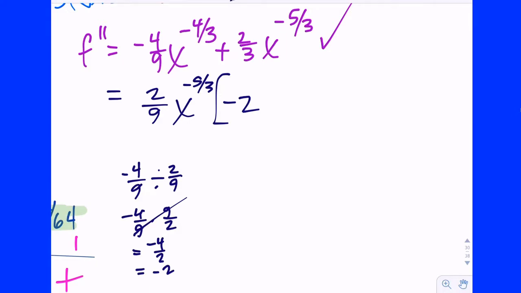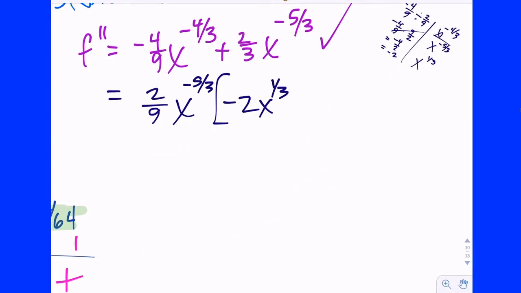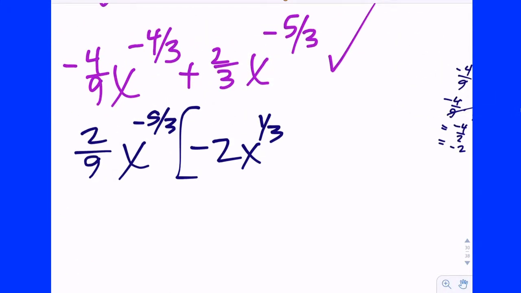Let's do it with the x's now. I got x to the negative 4/3 divided by x to the negative 5/3. The rule says to subtract. Well, it's negative 4/3 minus negative 5/3. I get 1/3 again. That's your x. Okay, I did that off to the side, but I did it where you could see it. It's bench work, okay? That's legal to do.